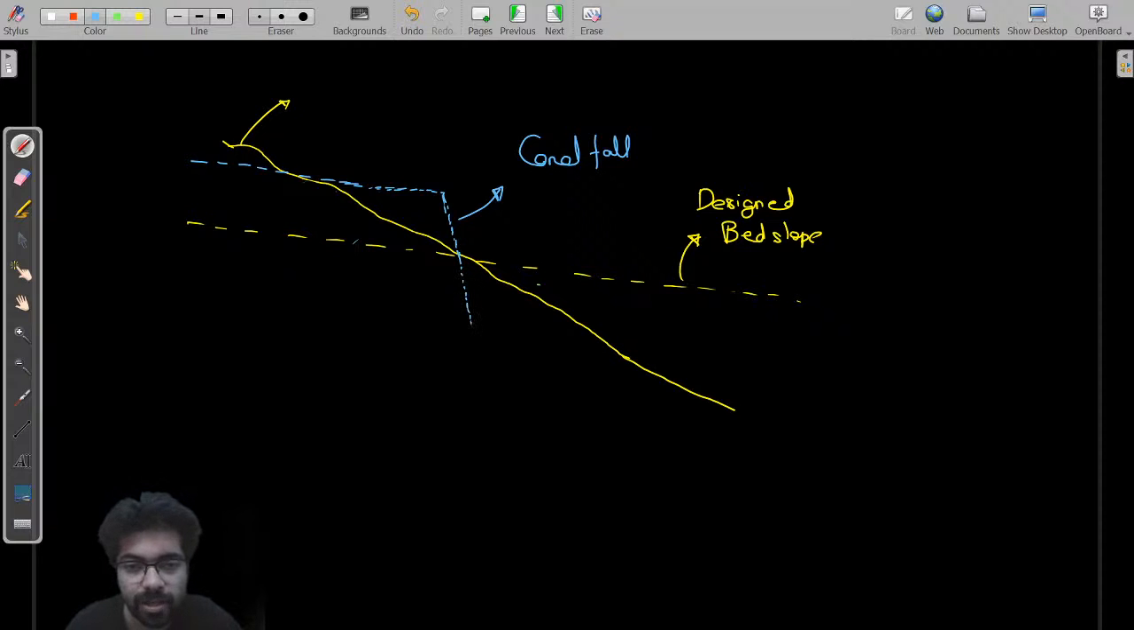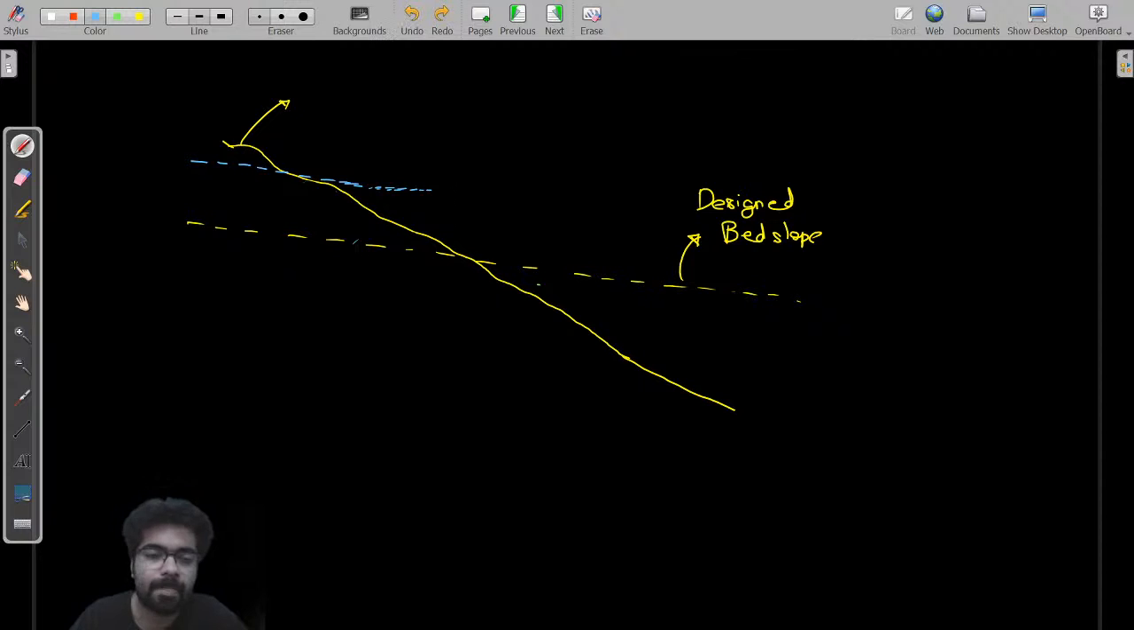Take a drop like this, an immediate drop. You will understand it, don't worry. Take a drop here.